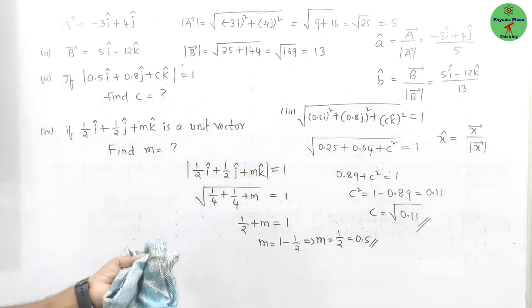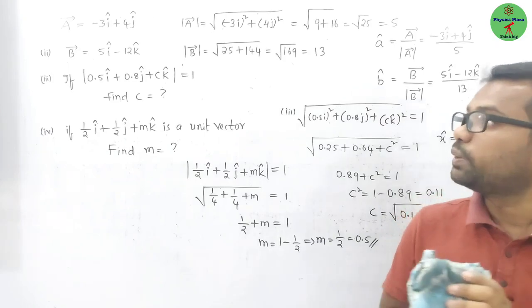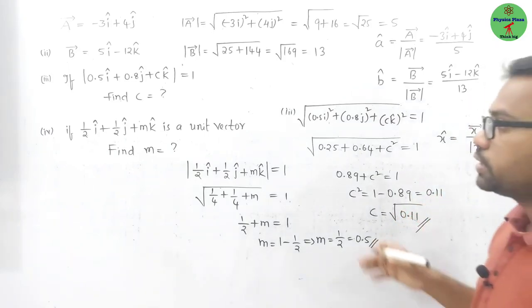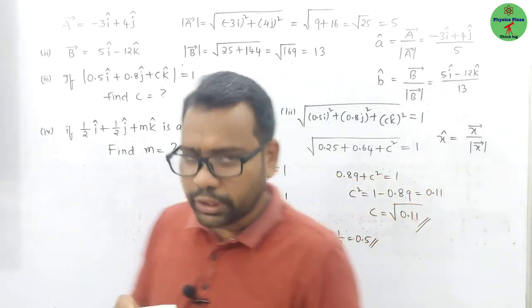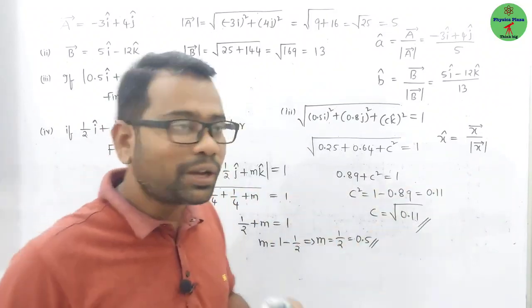So children, this is how we can do the numericals based on unit vectors. Just copy this and we do 3 to 4 more numericals. Let us extend our discussion to a few more numericals. Okay, copy it.